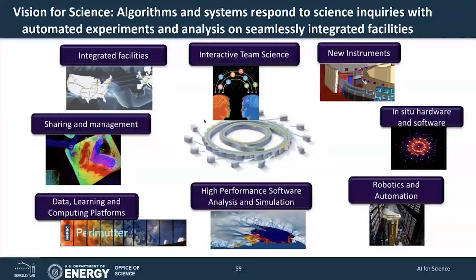And with that, I'll just leave you with a vision of the future, which is that algorithms and systems automatically respond to scientific inquiries, so that you can imagine asking a question and then having an experiment that is partly built automatically for you or with your input. Much more interactive team science. If we've learned anything over the last 6 months, it's that we can have a lot of these collaborations online, and that actually opens more opportunities for international collaborations. So a lot of robotics and control, high performance software, and machine learning on our computing platforms, as well as edge devices, and then these much more integrated facilities and sharing and management of data.